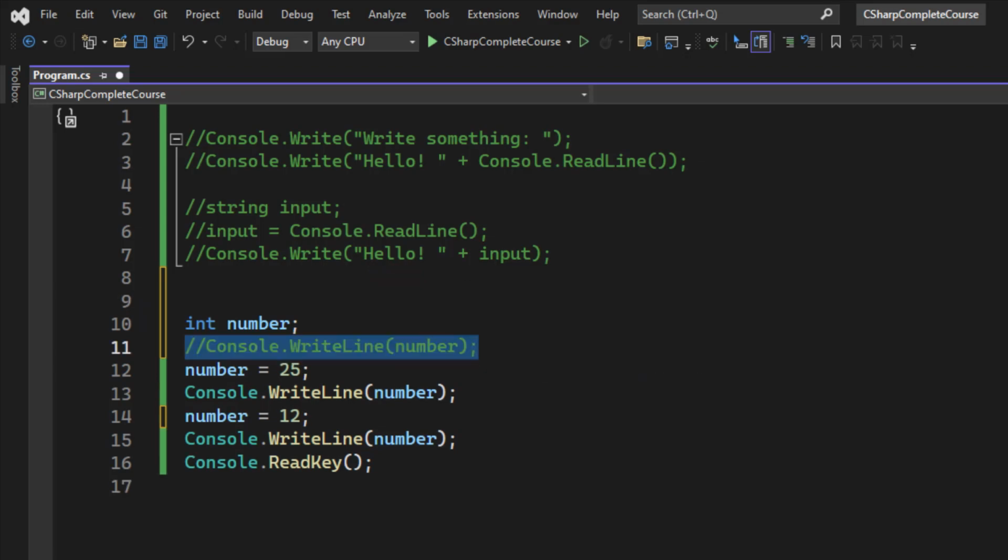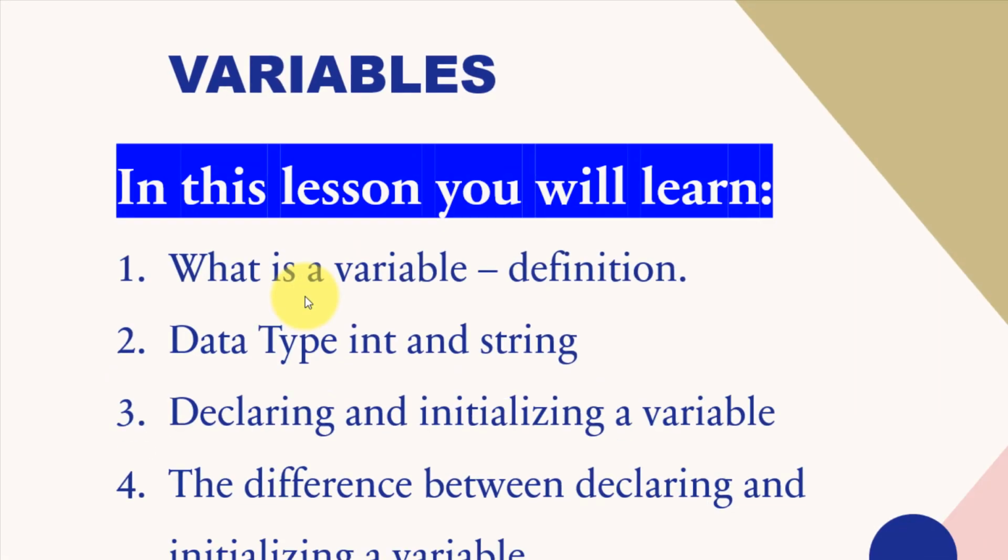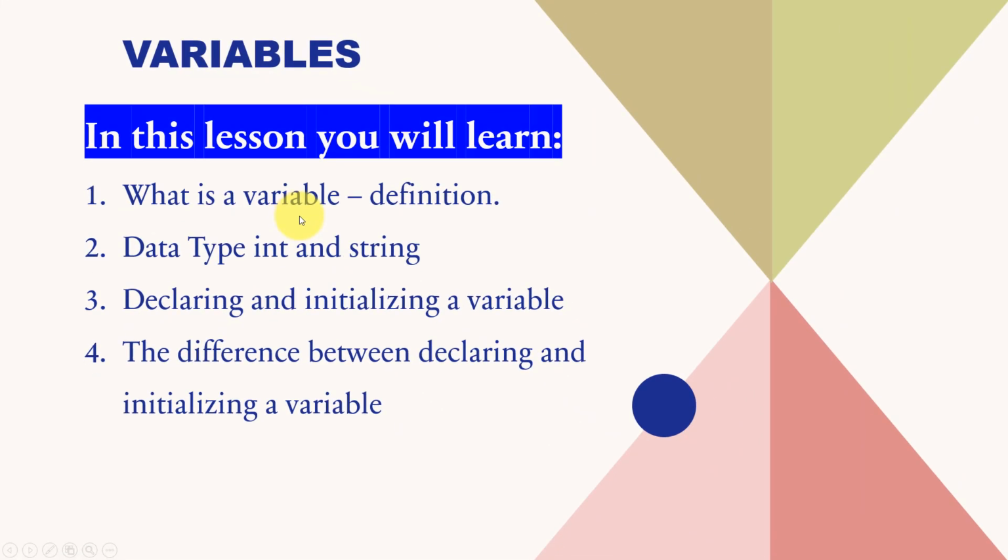What did we learn in this lesson? What is a variable? The variable is a memory space which must have a type and a name. We learned about the integer data type and string data type. We learned how to declare and initialize a variable, and we learned the difference between declaring and initializing a variable.